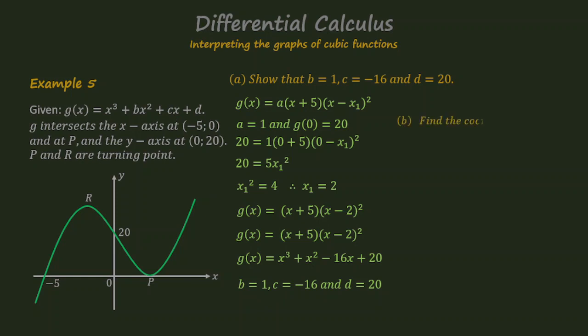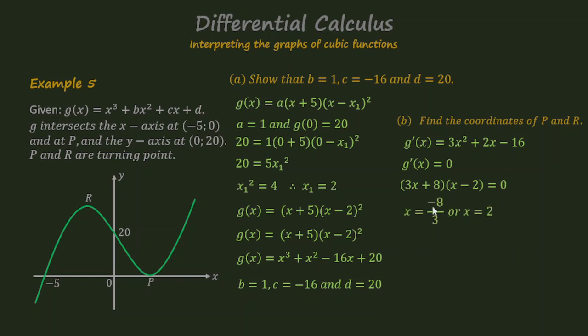Now the second part of the question wants us to find the coordinates of P and the coordinates of R. These are the turning points of the graph of g. Remember, to find the turning points or stationary points of a cubic function, the first thing that you do is to find the first derivative of the function, set the first derivative equal to 0, and then solve for x. So you're going to get the values of x that you solve from the first derivative. Then you substitute these values in the original equation of g(x) here.